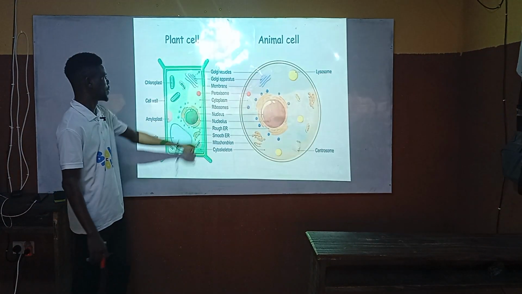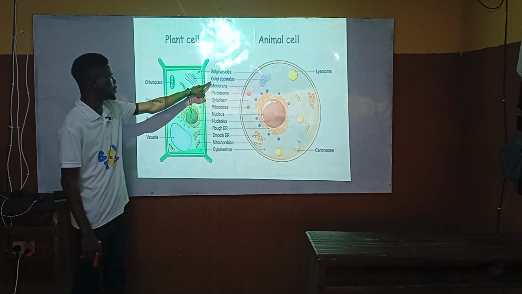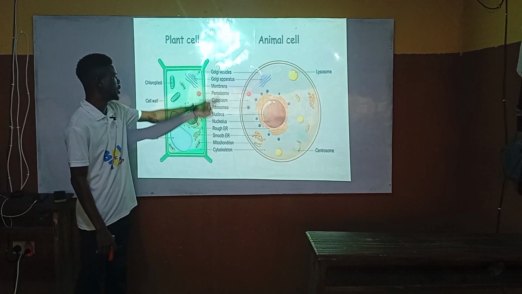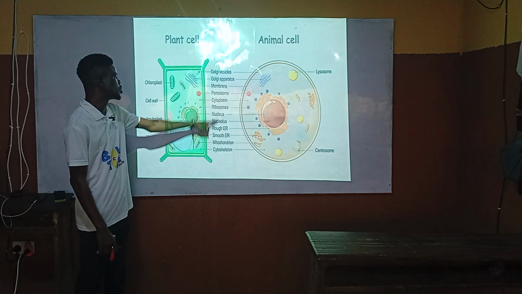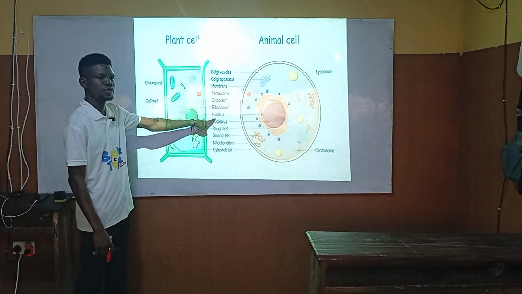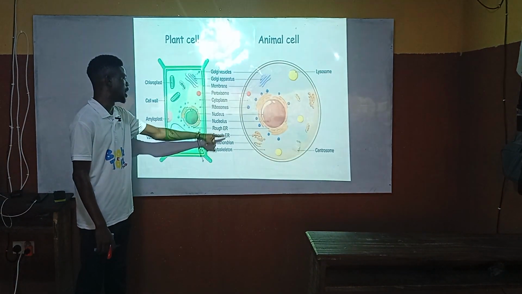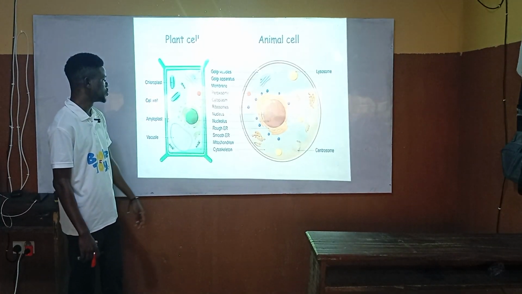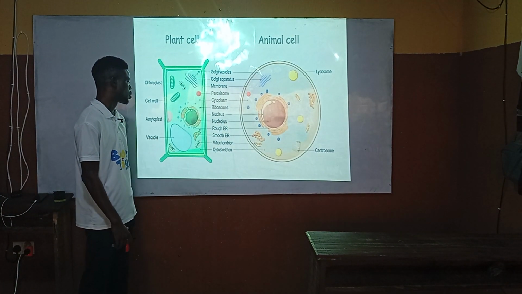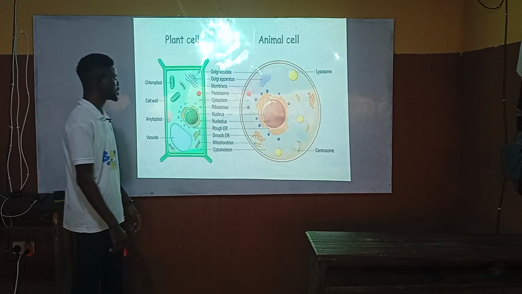That means both animal and plant cells have Golgi vesicles, Golgi apparatus, membrane, peroxisome, cytoplasm, ribosome, nucleus, nucleolus, the rough ER, that's endoplasmic reticulum, the smooth ER, that's the smooth endoplasmic reticulum, mitochondrion, and cytoskeleton.